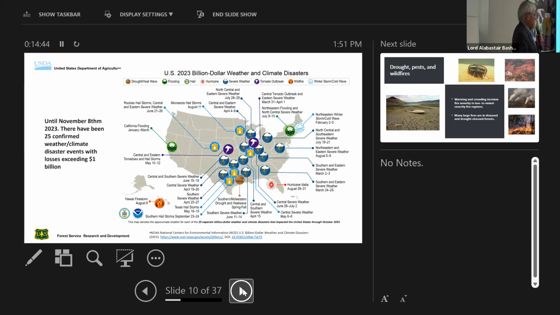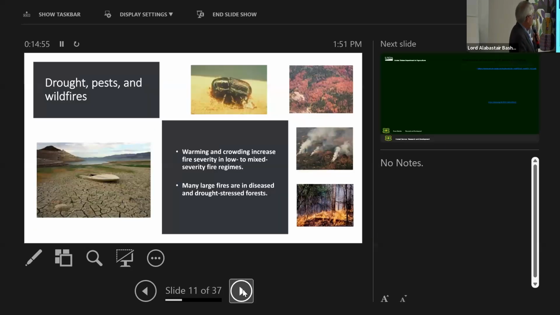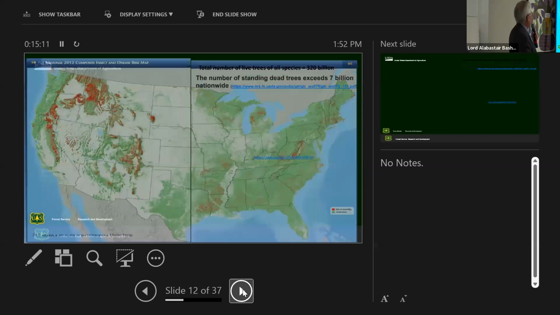But at this moment, until November 8th, we have 25 events of disturbance that are very costly for the country, with different impacts on humans and lives and housing and on the environment. So what is this relationship between drought, mortality, forest fires, and insects and diseases attacks? Well, it is the environment. We are affecting our environment.